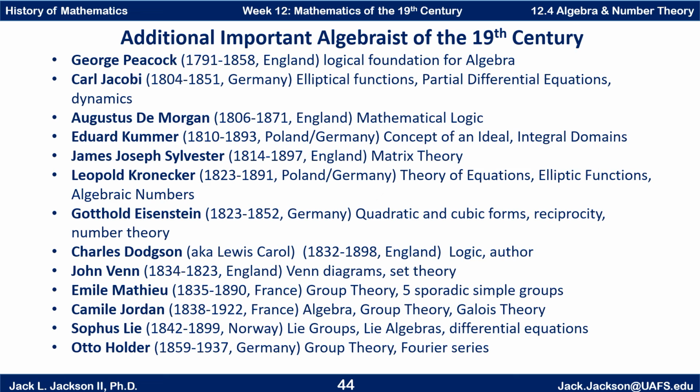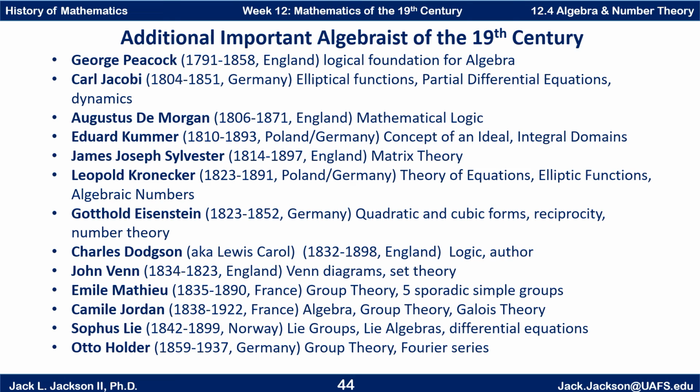Augustus de Morgan lived from 1806 to 1871. He was English. He worked in mathematical logic. Eduard Kummer from 1810 to 1893 was born in Poland, lived in Poland and Germany. He came up with the concept of an ideal, and that led to the idea of an integral domain and rings, so sort of a precursor to ring theory.